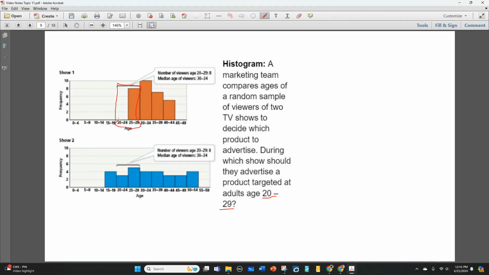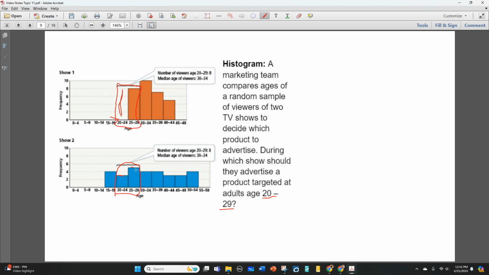Wow, there's a lot of people between 25 and 29, but this 20 to 24 is completely empty. Over here, we've got, it's kind of evenly distributed. And if we count, we've got, let's see, 3 here and another 5 here for 8 and 8. Oh, this is like 5. Just about 5. Yeah, so about 8, 7 or 8. And show 1 had about 8 people. So they're fairly even.